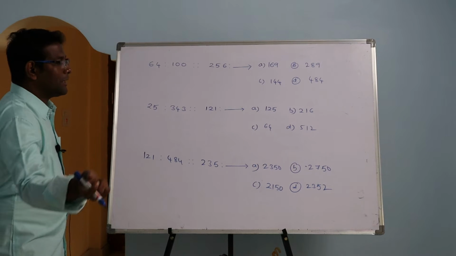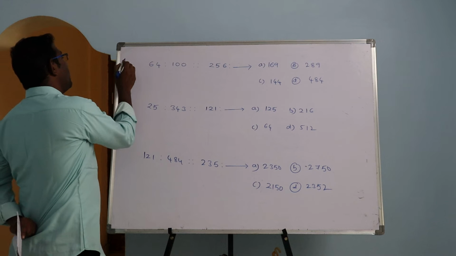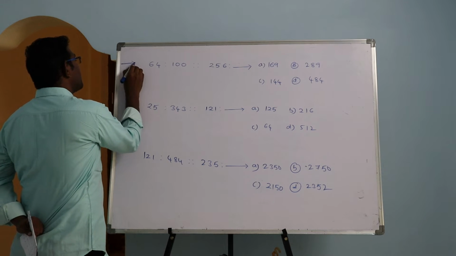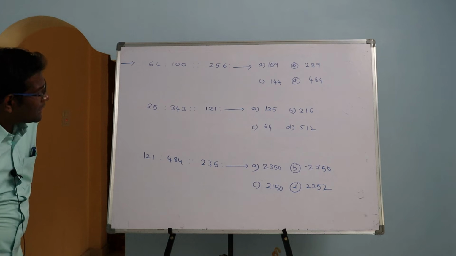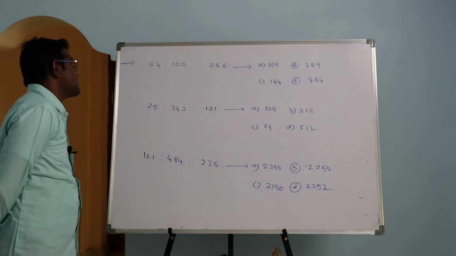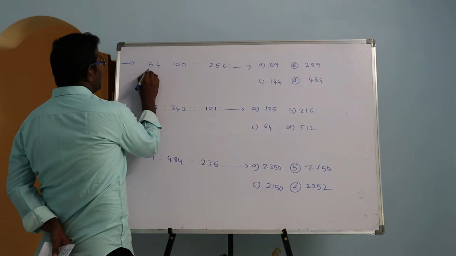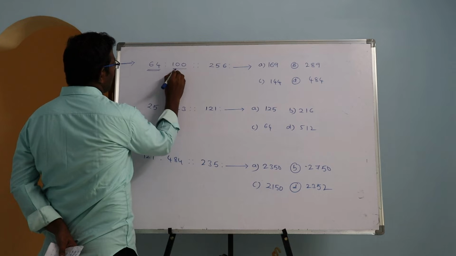Right, sir. Look at the options, sir. You can do the problem easily. 64 is to 100 as 256 is to dash. What's the relation between 64 and 100?